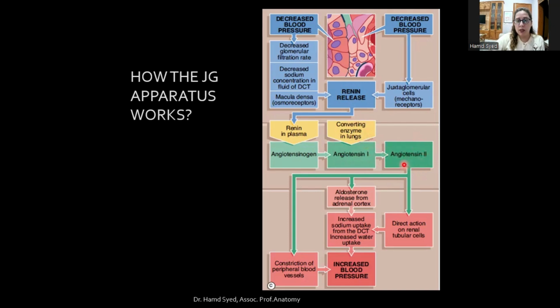Once we have angiotensin 2, it is itself a potent vasoconstrictor of blood vessels. So as it constricts the blood vessels, it causes the blood pressure to be increased. And it also has two other functions.